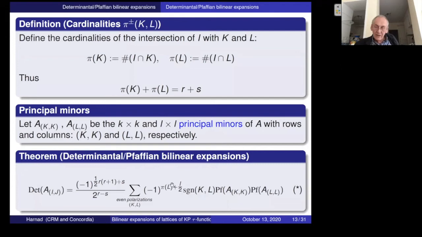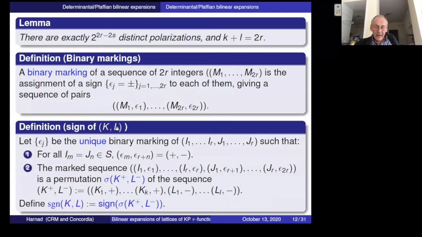Very quickly, here's how you define the signs. You take your polarization, K L, and decorate all of the K parts with a plus sign and all of the L parts with a minus sign. And the totality of K and L's, there are 2R of them. So in general, we're going to have a sequence of plus, minus, et cetera. We're going to have a binary sequence of length 2R. And what we do is compare this 2R sequence with the one where you're adding the epsilons to the I. So the way that you choose the signs that you add to the I's and the J's depends on what this polarization is. But there's only one polarization.